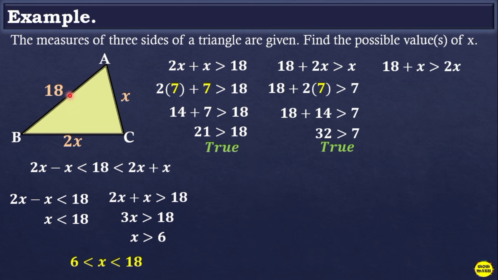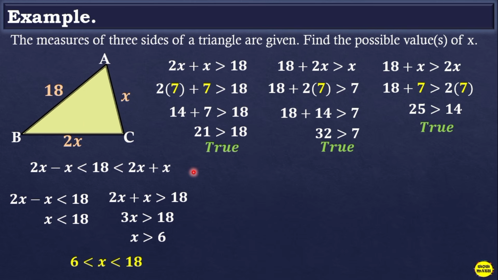Now, let's have another pair of two sides, any two sides of the triangle. So, we have 18 plus x is greater than 2x. Let us substitute 7. So, that is 18 plus 7 is greater than 2 times 7. 18 plus 7, that is 25, is greater than 14. And this is also true. Okay, so, as you can see, the value of x, which is 7, is true among the given sides of the triangle. So, therefore, if the value of x is 7, or 7, 8, 9, 10, up to 17, that is true among the lengths of the sides of the triangle.